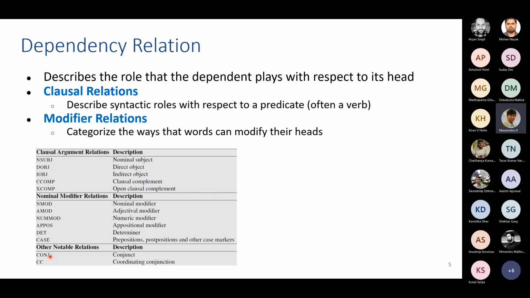Now, if you look at the actual sets of relations in different data sets, there are data sets where 40 plus relations are there.